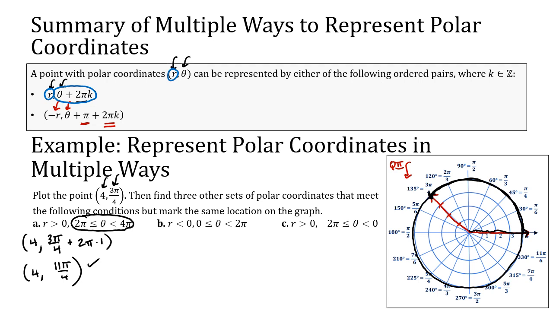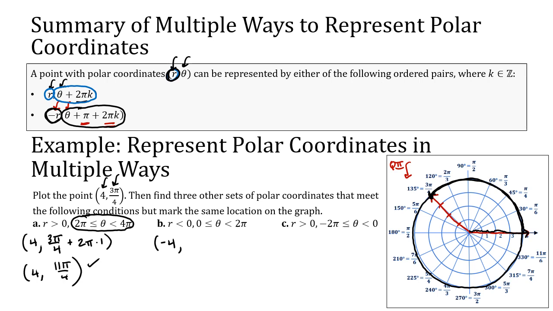Now part B wants us to have a radius that's less than 0. So instead of 4, I'm going to have a radius of -4. So that's the example where we're given some radius, but now we're being asked to write the radius as the opposite. So what do we need to do? Well, that's the scenario where we take whatever theta was given to us and add pi to it. That's what I would suggest you do.